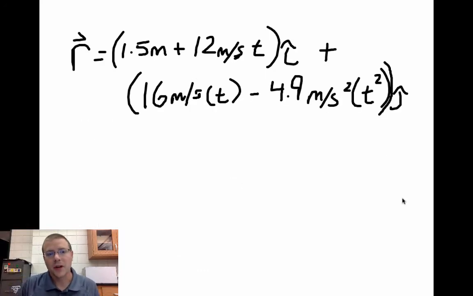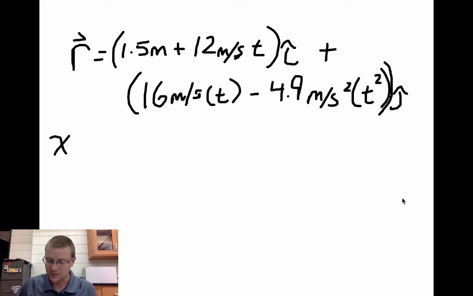Let's try an example here. We have r, which has a 1.5 plus 12 meters per second times t I component, and a 16 meters per second times time minus 4.9 meters per second squared times time squared j value. The first thing I want to do is break these into the x and y pieces. Let's know which part we're dealing with.